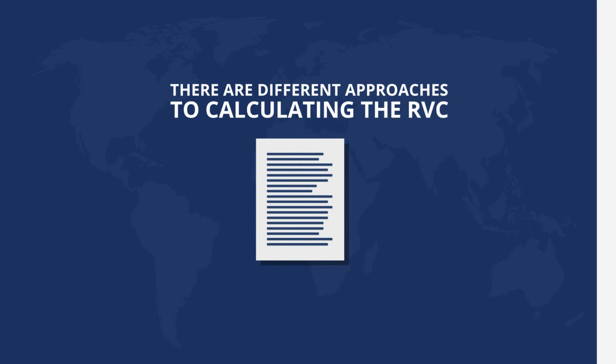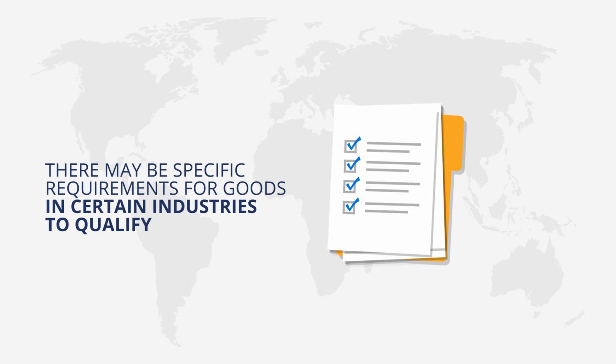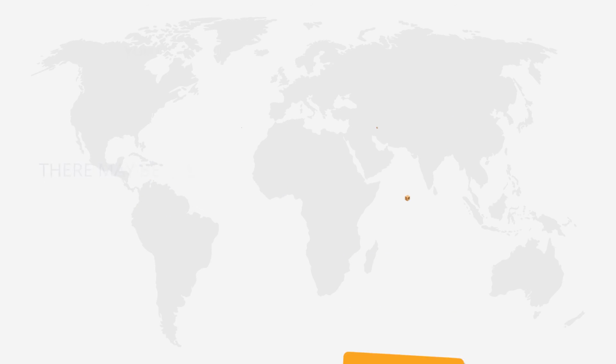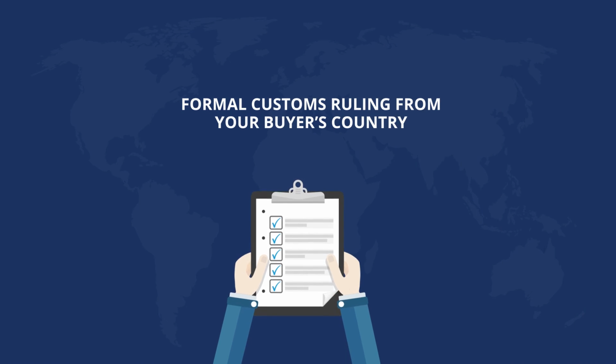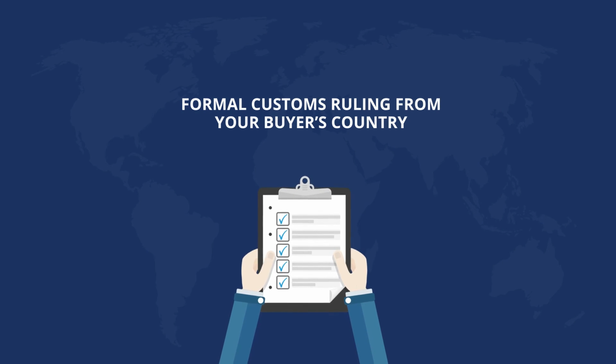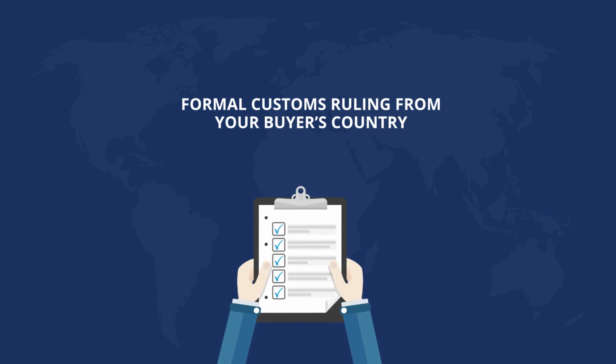For some goods, you may encounter special situations. There may be specific requirements for goods in certain industries to qualify. Also, you may not have to calculate qualification if it is a low-value shipment or the product has a very small amount of non-FTA content, referred to as de minimis. The FTA text will provide details. If you need help, you can seek a formal customs ruling about your goods' FTA qualification from your buyer's country.